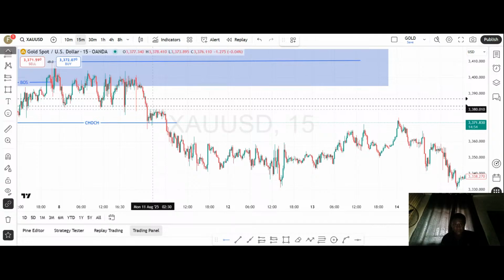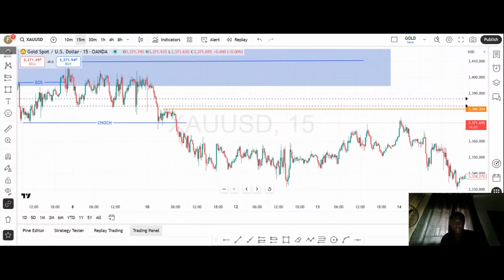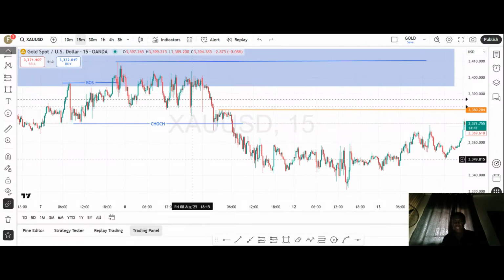So here's the inducement now. I want the market to come and take out this inducement. There's a fair value gap here, but I don't really care about the fair value gap. I respect inducement more than fair value gap, because that's the main thing. Market likes to take people out before it goes in any direction that it wants to. So I want this market now to take out this inducement before I enter my sell.